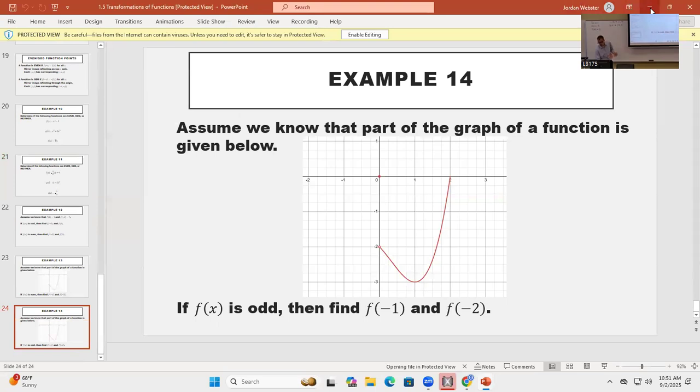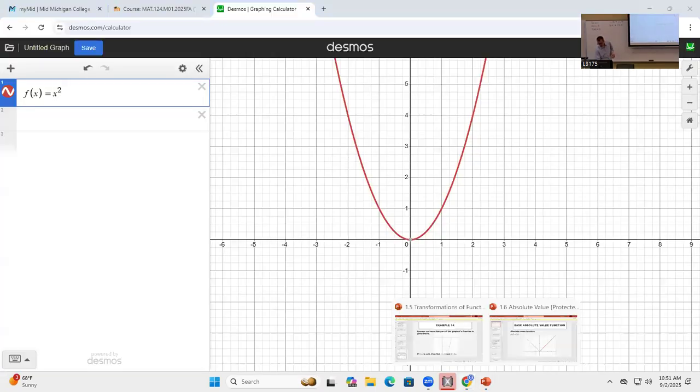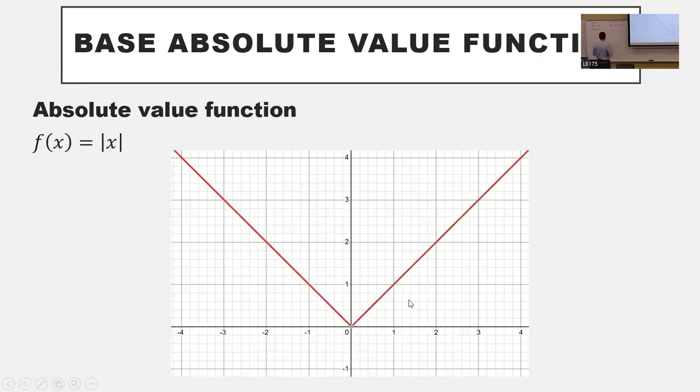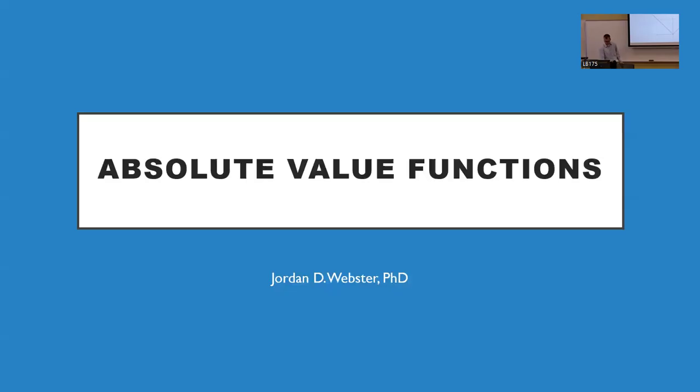All right, so 1.5 was all about transformations of functions, and now, because we're looking at the graphs and the symmetry and all that stuff, we got a little aside on even and odd functions. I'll get started in section 1.6. It's not a really long section by any means, but we'll get started there.